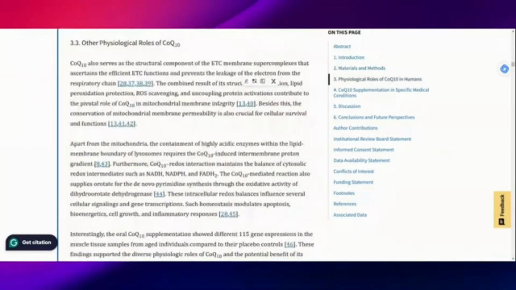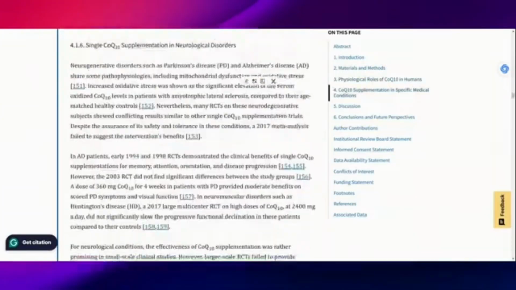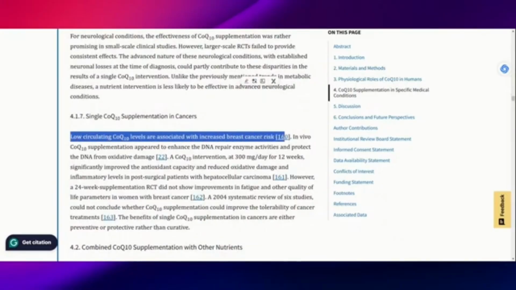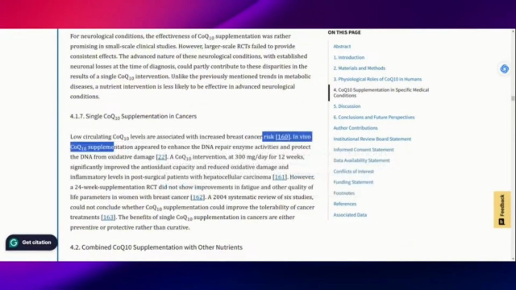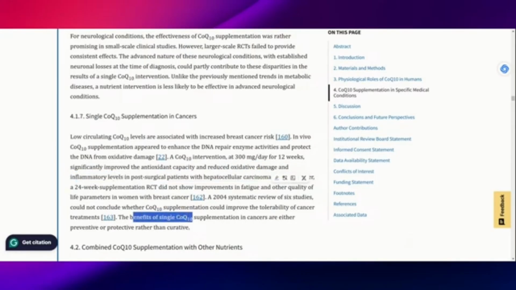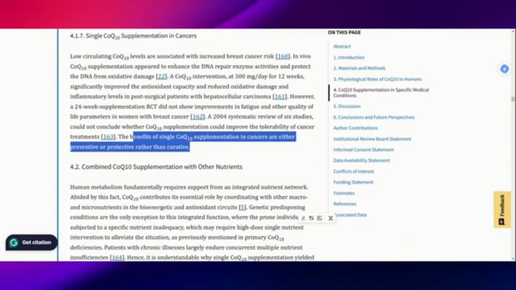And so I'm going to just kind of scroll here to the end of the study. But CoQ10 plays a really important role in the electron transport chain. So you can see low CoQ10 associated with breast cancer. It's important for DNA repair. They're talking about 300 milligrams a day, right? They basically saw reduced oxidative damage and inflammation levels in post-surgical patients with hepatocellular carcinoma. The benefits of single CoQ10 in cancers are either preventative or protective rather than curative, meaning, do it before or not. You still would want to do it if you have it, but you'd want to be on top of it beforehand.